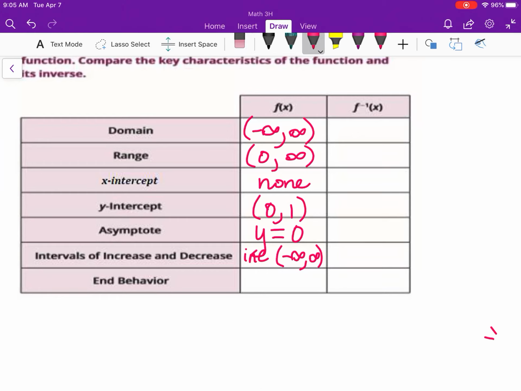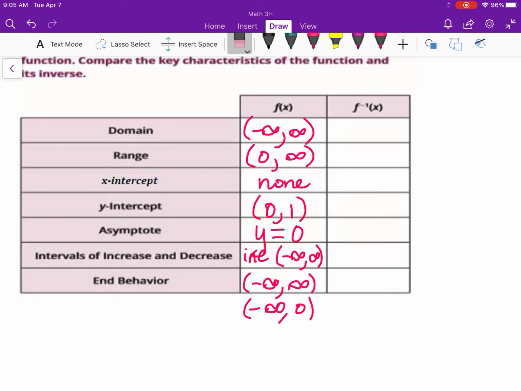So my end behavior, we have our negative infinity to, I cannot do infinity symbols, can I? And then this one is, my end behavior is negative infinity, and it stops at 0.